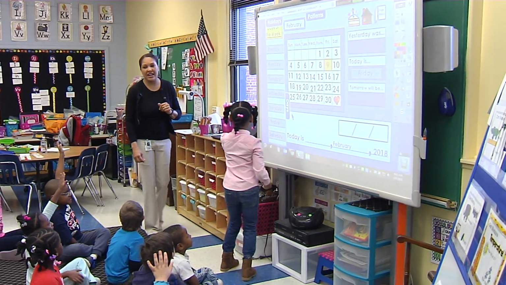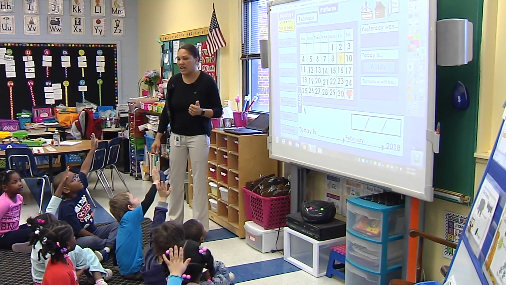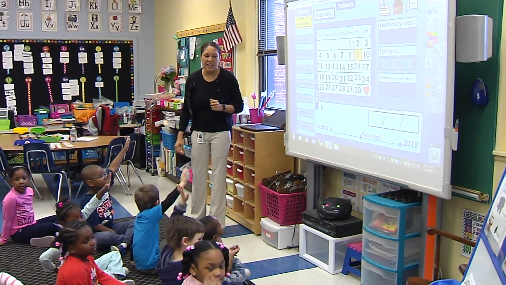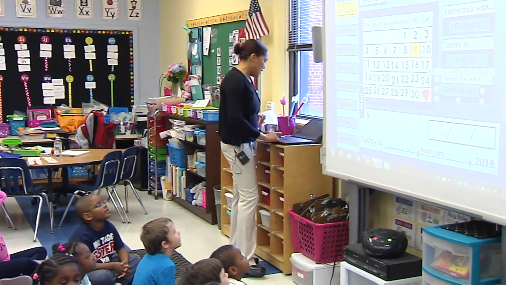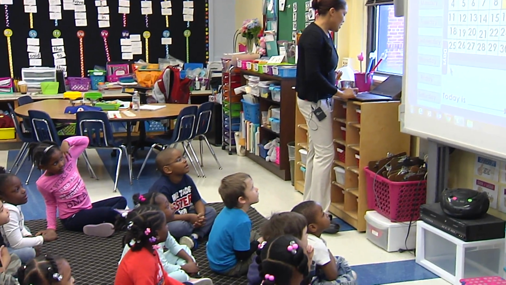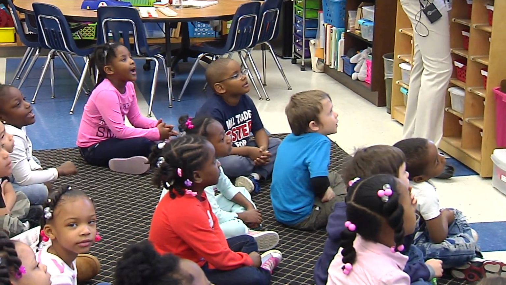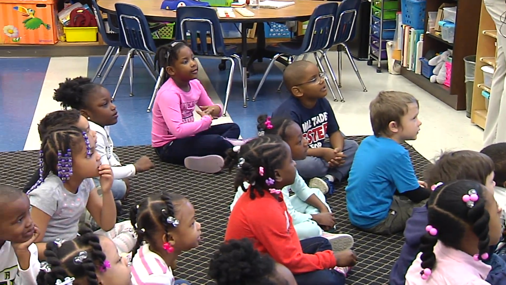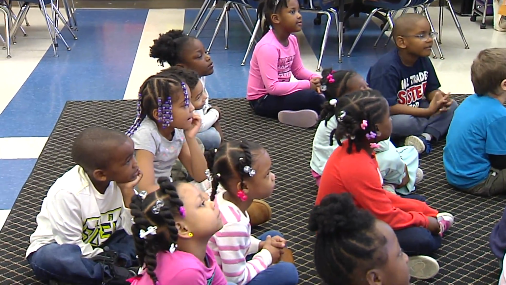Awesome. All right. What's today, boys and girls? Friday. If today's Friday, what was yesterday? What was yesterday, Kaden? Thursday. So today is what, boys and girls? February. What day of the week? Friday. February. What number? 9, 2018. Awesome.